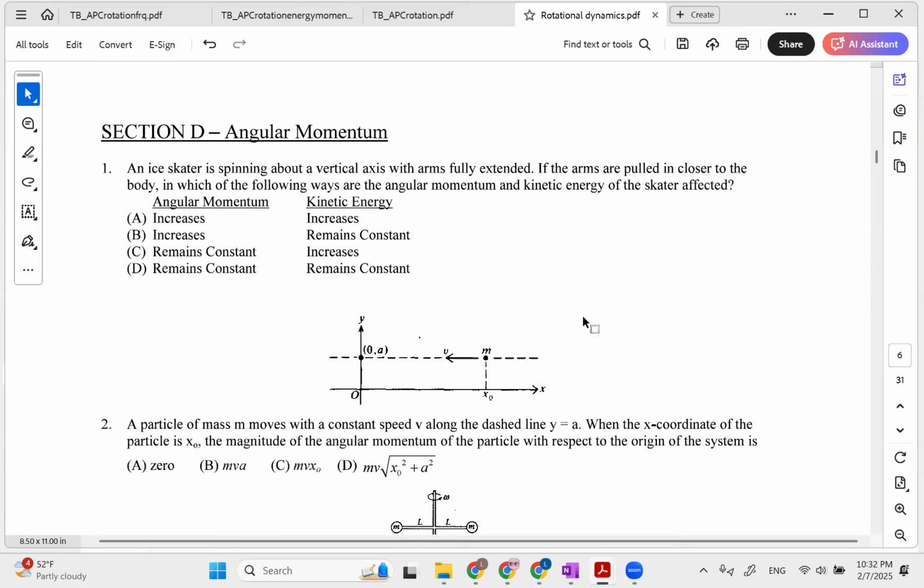I think that the angular momentum would remain constant, and kinetic energy would increase. Angular momentum will be constant, right? Then how about kinetic energy? I think it would increase. It will increase, right? Right, Jameson? Yeah. So it'll be angular momentum remains constant, kinetic energy increases.